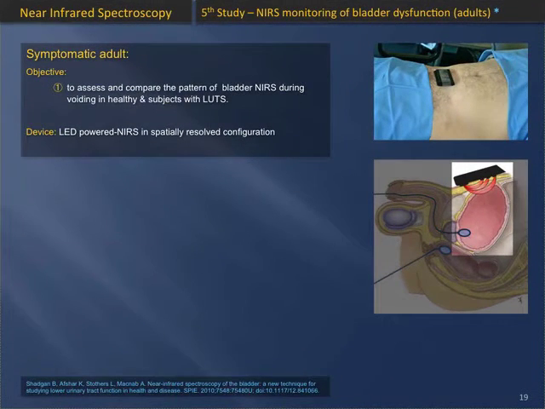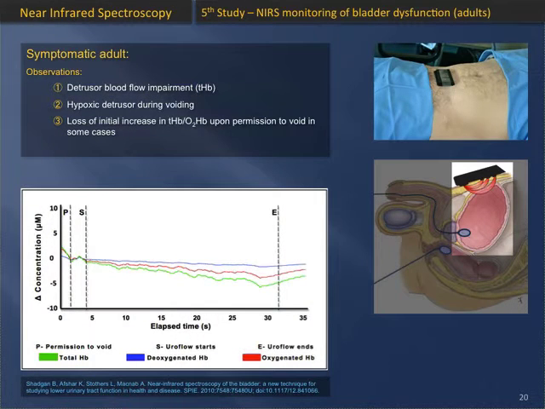After establishing normal patterns of voiding and filling, we moved to dysfunctional cases, and we started to see what's the difference between what we observed in asymptomatic subjects and symptomatic subjects. So we did some study on people with non-neurogenic bladder dysfunction, using the same spatially resolved configuration by NIRS, and this is a representative figure of a dysfunctional voiding. As you can see, in contrast to the normal pattern, where we observed an increase in oxygenated hemoglobin and total hemoglobin, there was a decrease as permission to void and voiding started. There was a gradual decrease in perfusion of the bladder and oxygenation of the bladder.